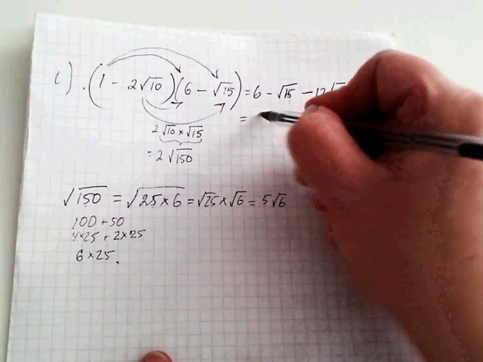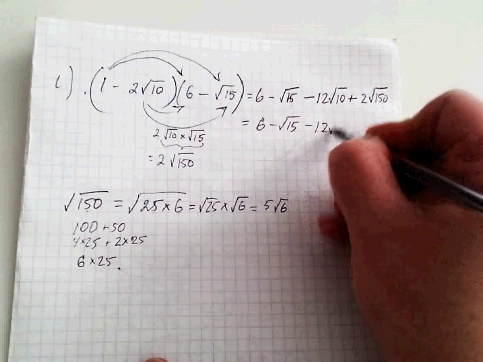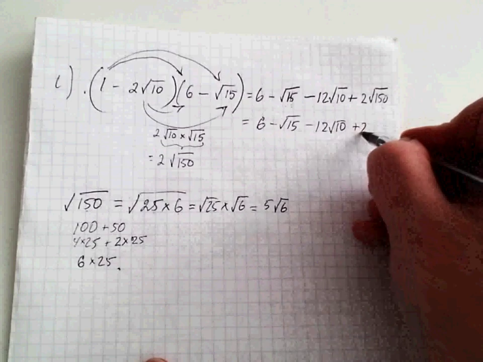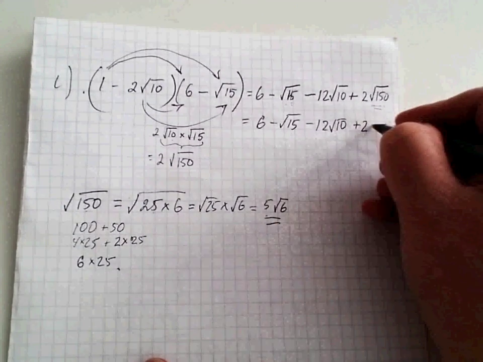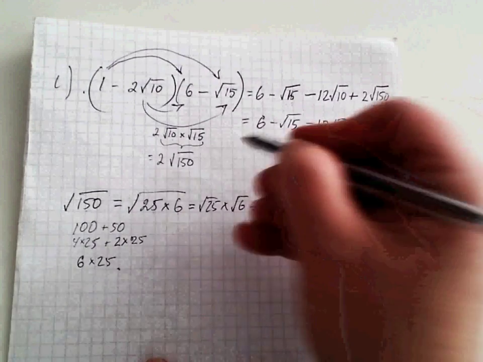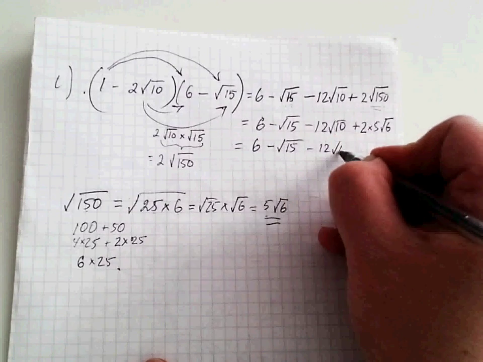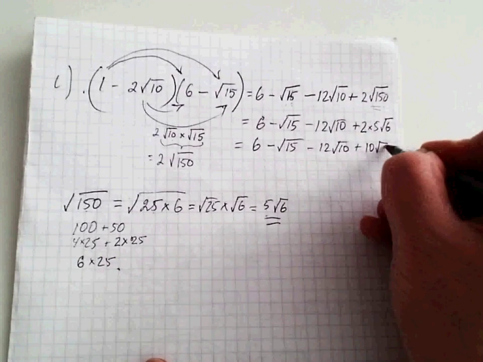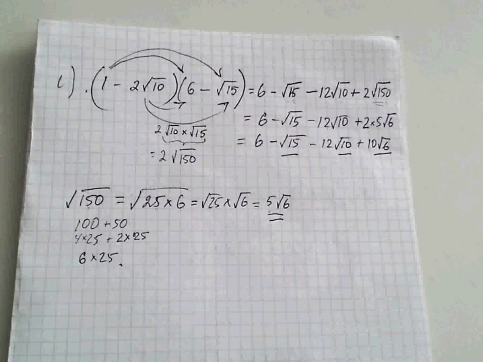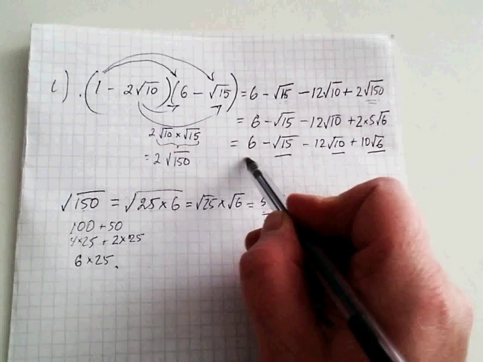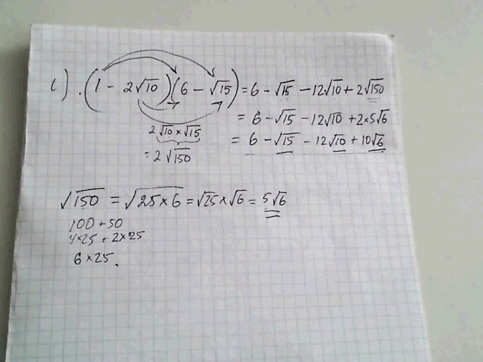Now let's go back to our expression: 6 minus root of 15 minus 12 root of 10 plus 2, and instead of root of 150 I'll put 5 roots of 6. Now let's tidy up: 6 minus root of 15 minus 12 root of 10 plus 10 root of 6. Let's check our surds. They're all different and cannot be simplified any further, so the whole expression cannot be simplified any further. That is the final answer.